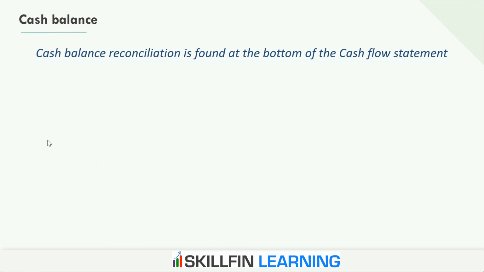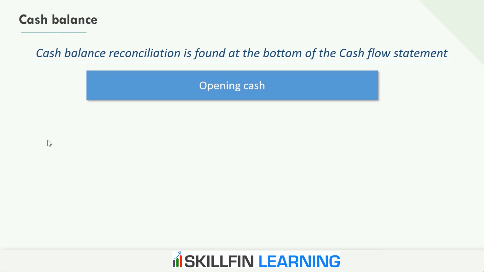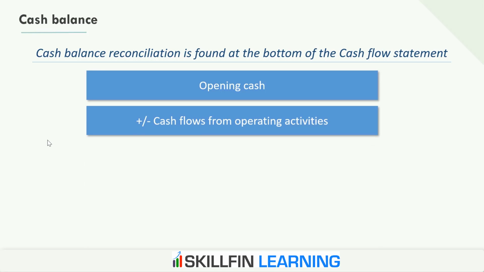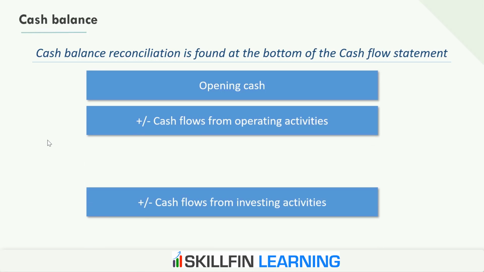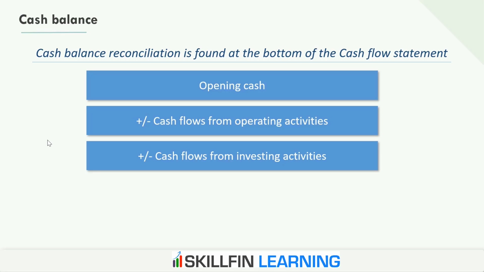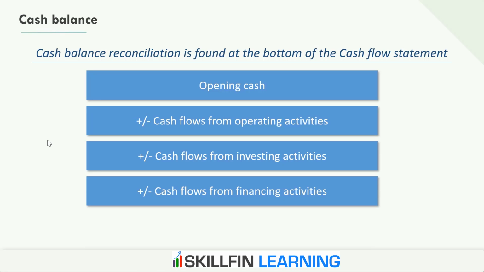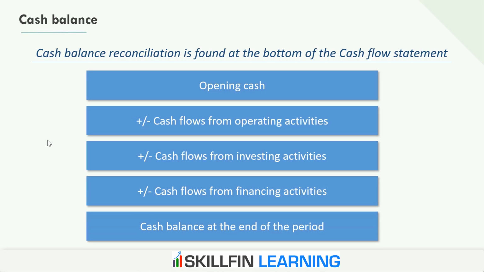At the bottom of the cash flow statement, we have the cash reconciliation. It shows the opening cash balance and ending cash balance. So it starts with the opening cash, then we add cash flow from operating activities, add or deduct cash flow from investing activities and cash flow from financing activities, and what is left is the cash balance at the end of the period. This cash balance at the end of the period should reconcile with the cash reported by the company in its balance sheet.